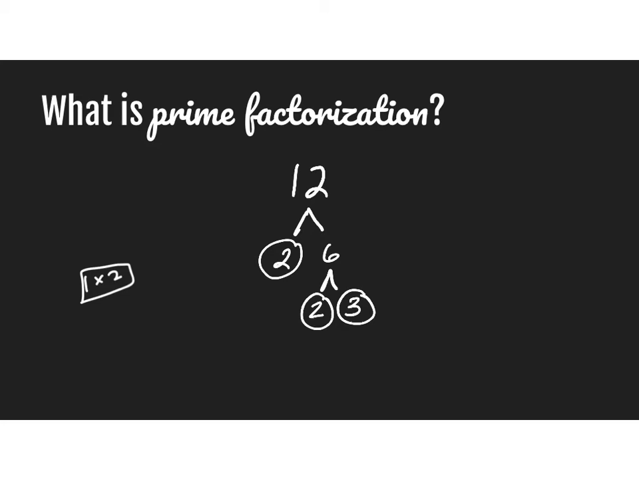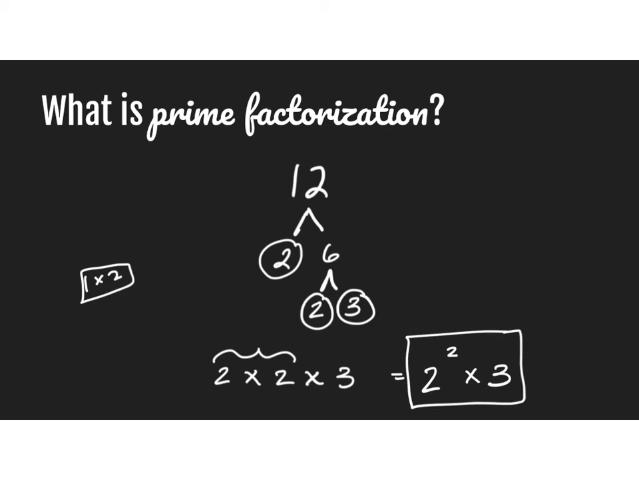The prime factorization of 12 is 2 times 2 times 3. Now we can simplify this expression a little bit, and I can put these together. So instead of saying 2 times 2, I'm going to say 2 to the second power times 3. This is equivalent to 12, and this is the prime factorization of 12. Let's look at another example.